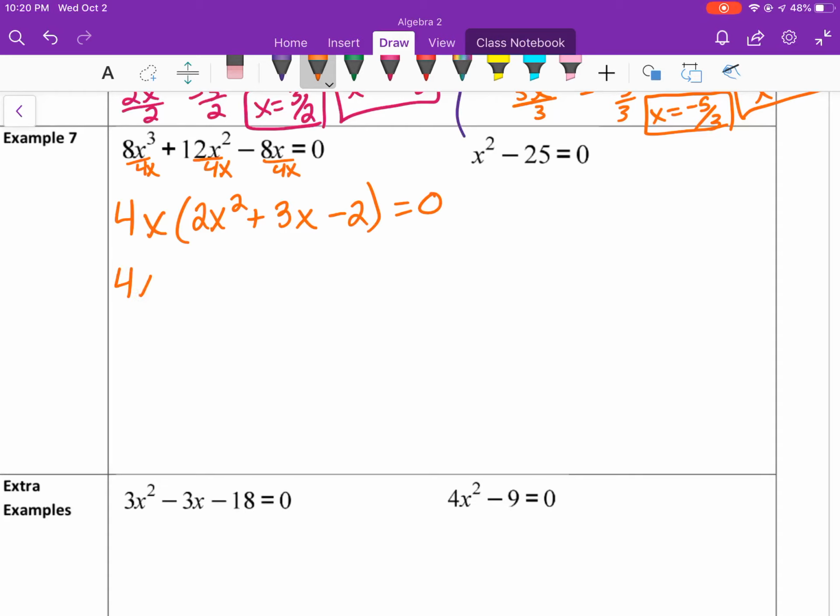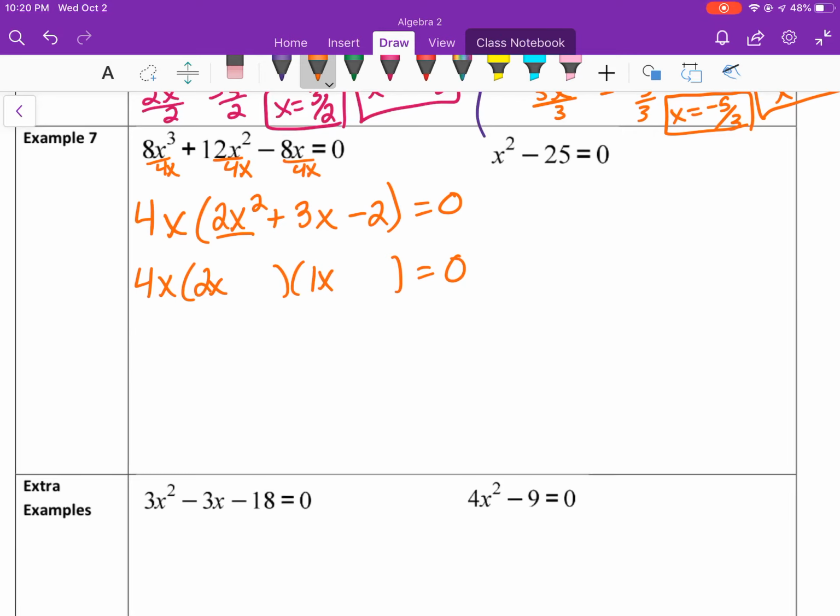And then I'm going to continue factoring. So since it's 2x squared, I know I'm going to have a 2x and a 1x. And then I need to know what multiplies to 2 times negative 2, for a and c, gives me negative 4 and adds up to 3. That's going to be 4 and 1, and I need the 1 to be negative. So 4 times negative 1 is negative 4, and 4 plus negative 1 is 3.